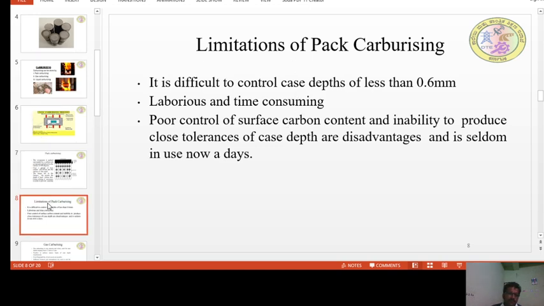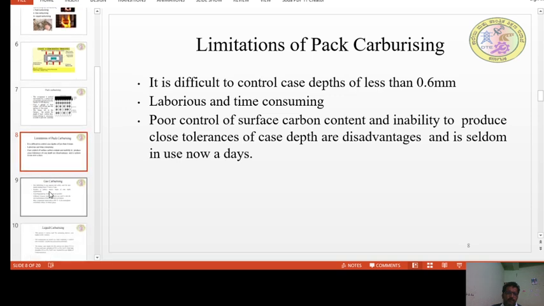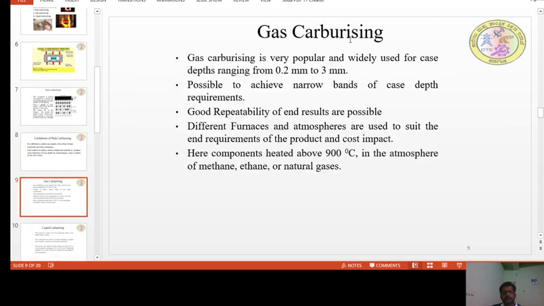And the other type of carburizing is gas carburizing. So here we will use gas as a source of carbon, and generally methane, ethane, and natural gases are used as sources for carbon. Let us look into the various steps involved in this gas carburizing.